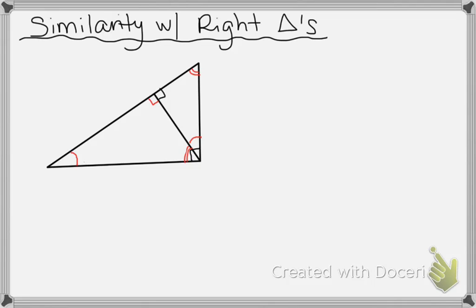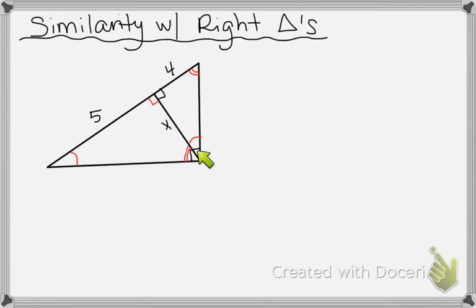So here's what I'm going to do. I'm going to put some information around here. So let's say that I could tell you that this side right here is 5, this guy right here is x, and this guy right here is 4. And I want you to find x. Notice that you can't use Pythagorean theorem, right? Because this triangle right here, you don't know the hypotenuse, so you wouldn't be able to use Pythagorean theorem.